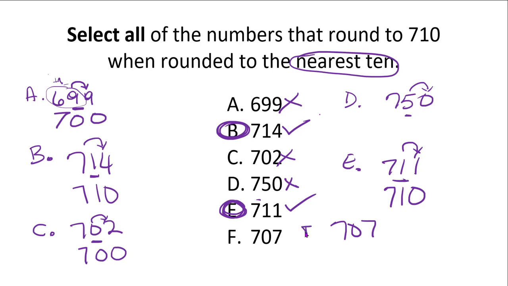How about 707? Last one, F, right? 707 rounded to the nearest 10. What is it? We look at the digit in the tens place. Look next door. It's a 7. 7 is a large number, much bigger than 5, so it's going to cause the 0 to increase by 1. 7 remains the same. 0 becomes a 1. Everything after the underlined digit becomes a 0. 710 works out for F as well.